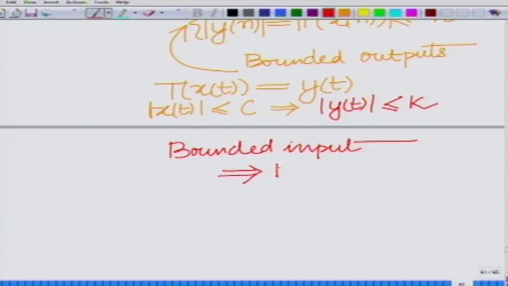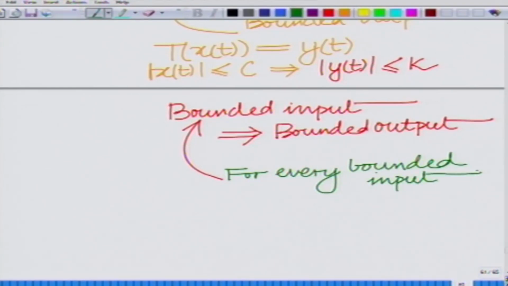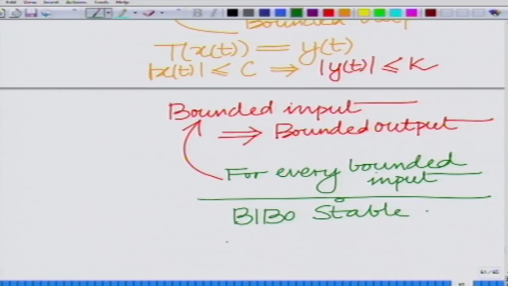Bounded input produces bounded output for every input, for every such bounded input. And mind you, this has to hold not for a single bounded input, but for every bounded input. This implies the system is BIBO stable, that is, every bounded input produces a bounded output. The system is a BIBO stable system, a bounded input, bounded output stable system.